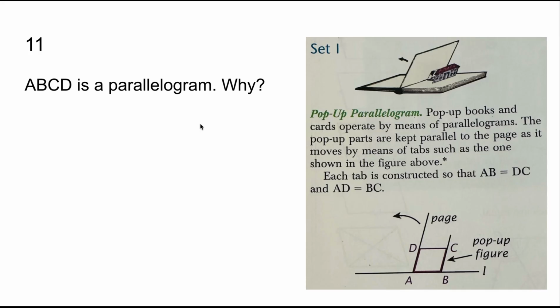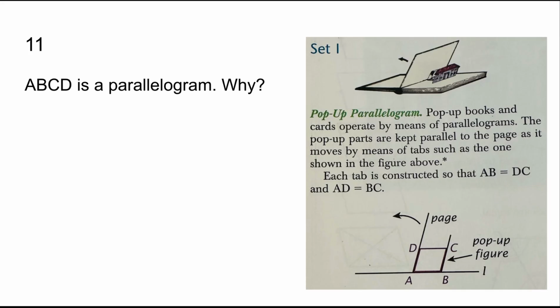Let's look at this question. So if you can imagine a pop-up book and cards operate by means of parallelograms. They are folded when their book is closed, and as you flip the page, it opens this parallelogram and lifts the picture up to make it 3D. So the pop-up parts are kept parallel to the page as it moves by means of tabs, such as one shown in this figure. And so each tab is constructed so that, just imagine this parallelogram moving, squished and closed, and then moving up and squishing and moving up. So you can imagine these angles changing, but the sides are staying the same length.